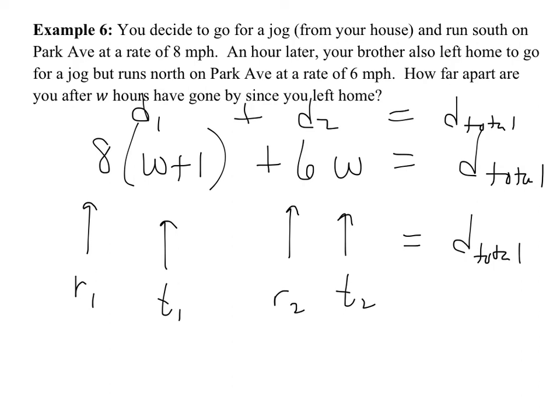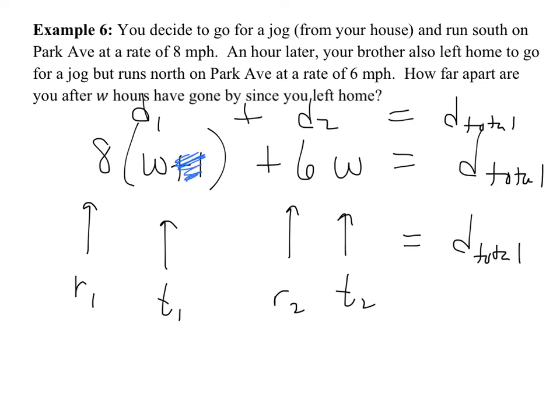Yeah. Remember, you are the frame of reference. W hours since you have left. So this needs to be W. So if this is W, this has to be W minus 1 over here. Again, let's discuss this. It says, how far apart are you after W hours have gone by since you left home? You are the first jogger, so you have to take W hours. So we need to correct this and just make this W.